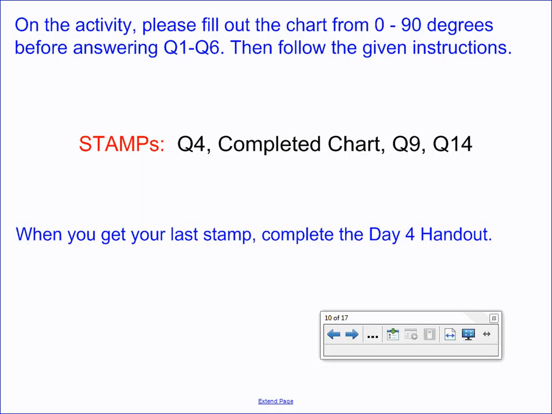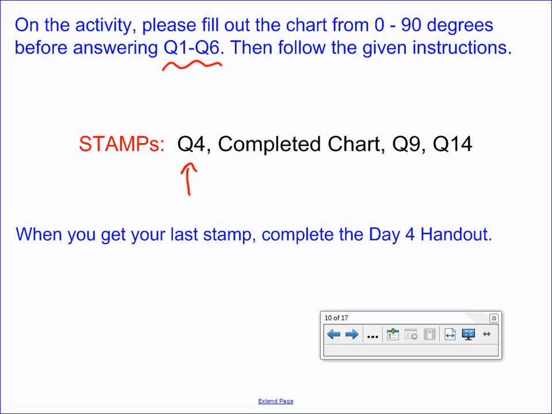Then answer Q1 to Q6. In the middle of your Q1 to Q6, you're going to get to your first stamped eligible item, Q4. That's when you're going to raise your hand. Make sure you guys all agree. I'm going to come over and get you guys stamps all at the same time to make sure that you're on the right track. Then you're going to follow the directions. You'll end up completing the entire chart. That'll be your second stamped eligible item.